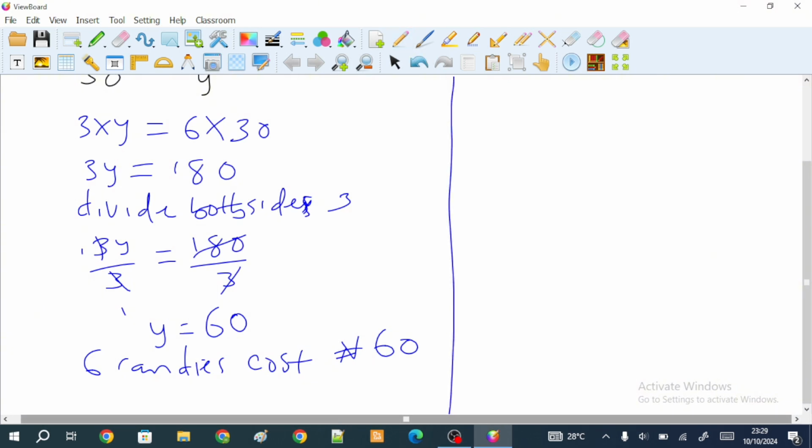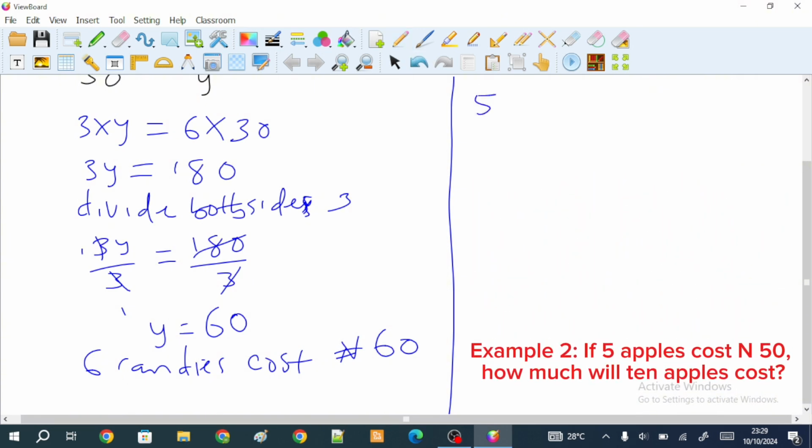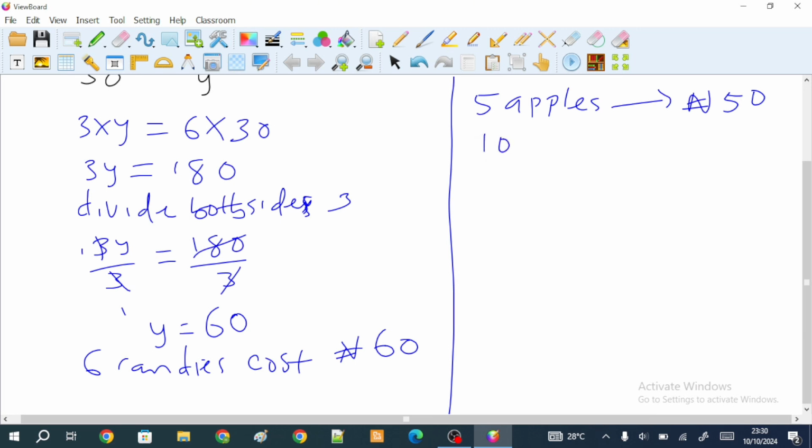It's very, very simple. Okay, here we have, if 5 apples cost 50 naira, how much will 10 apples cost? Example 2, if 5 apples cost 50 naira, how much will 10 apples cost? So just like we did, the first part of that sentence says 5 apples. Just write 5 apples. What's the cost? Put an arrow. The cost is 50 naira. Put 50. And then in the second part of that same sentence, we'll have 10 apples. How much will 10 apples cost? So we'll write 10 apples.